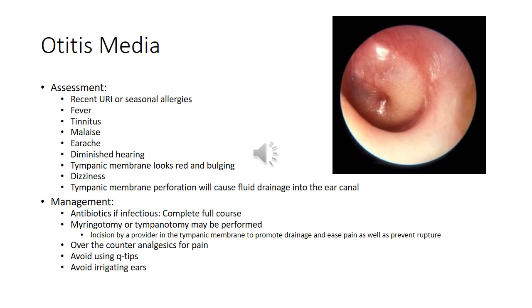The assessment findings for otitis media include recent upper respiratory infection or seasonal allergies, fever, tinnitus, malaise, earache, diminishing hearing, tympanic membrane that looks red and bulging, dizziness, or a perforated tympanic membrane that causes fluid drainage into the ear canal. Management, if infectious, includes a full course of antibiotics and over-the-counter analgesics. Teach the patient to avoid using any Q-tips and avoid irrigating the ears.